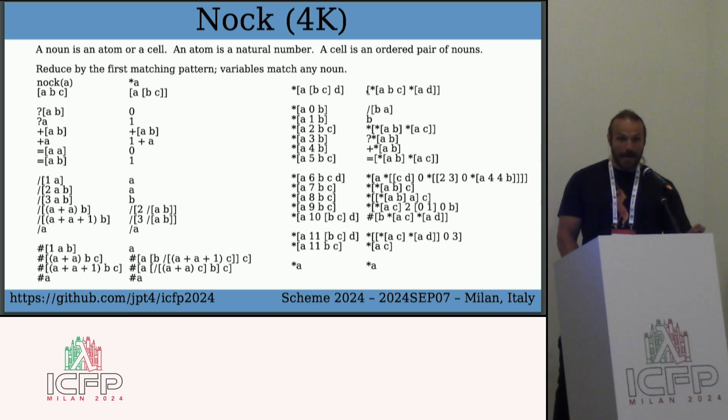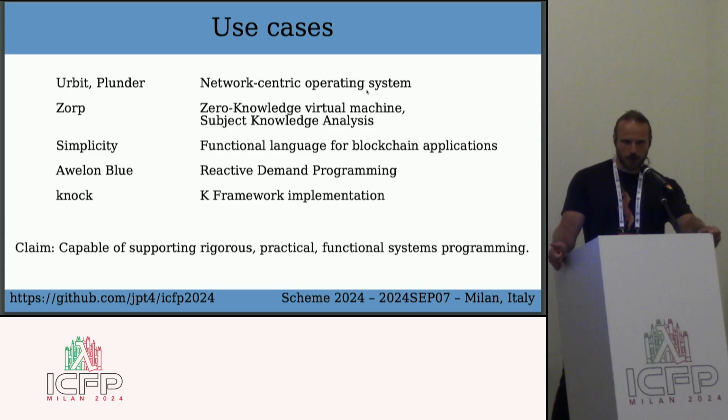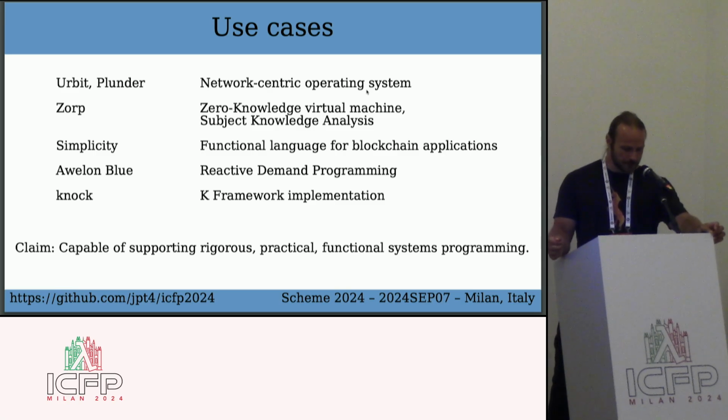In addition to the academic interest which I have in this, there are, again, a couple of uses in industry. Urbit and its descendants, which are network-centric operating systems, and Zorp, which is a zero-knowledge virtual machine company. Some of the ideas in Nock have been used in other projects. Simplicity by Russell O'Connor, which is a functional blockchain language. And Owlon Blue, which is a very interesting reactive demand programming model from David Bombor, which I don't think exists outside of his WordPress account.